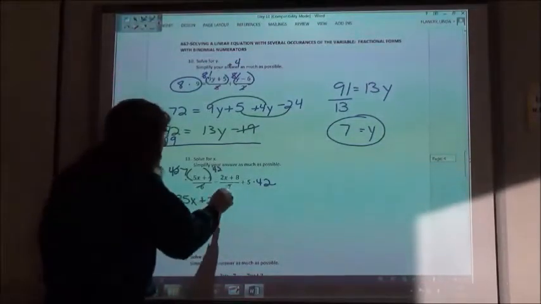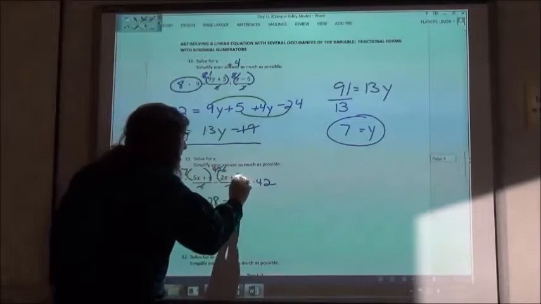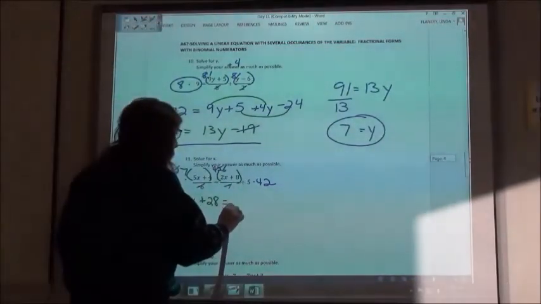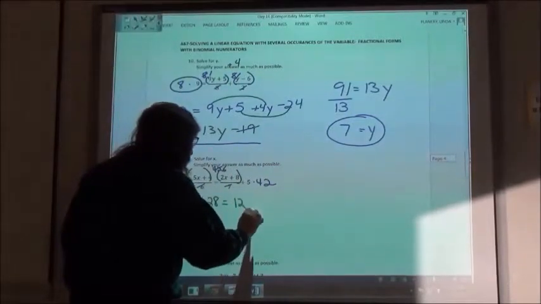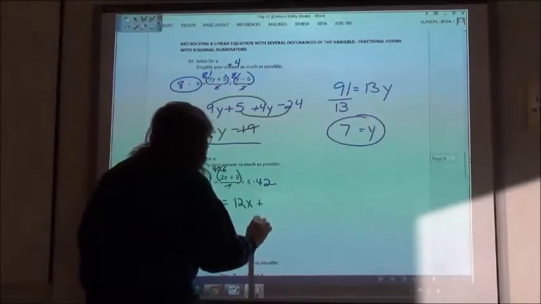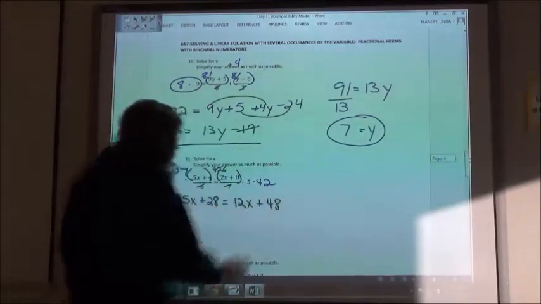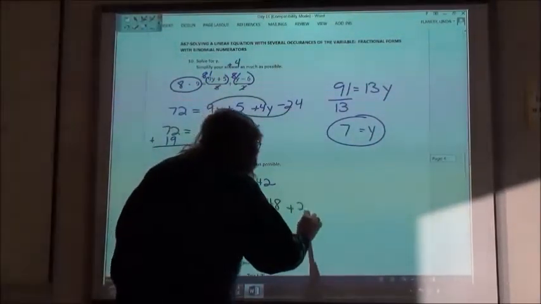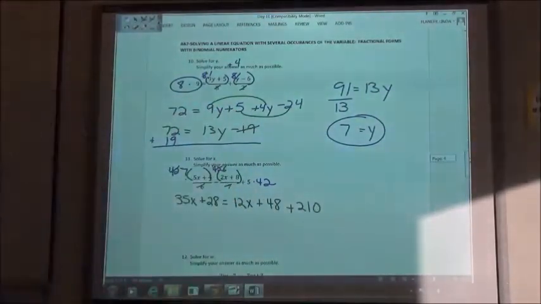Second fraction, 7 goes in there 6 times. So we're going to take 6 times both things on the top of that fraction. 12x plus 48. And then we have to take 5 times 42. No canceling on that one. 210, plus 210, exactly.